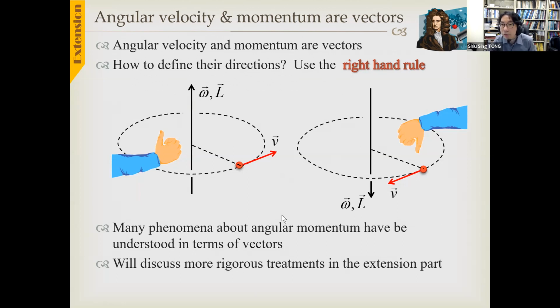Although I haven't gone into the detailed mathematics, I will amend it at the end of our discussion. Many phenomena about angular momentum have to be understood in terms of the vector nature of L and omega. You cannot understand these phenomena without treating the angular momentum as a vector. We will leave the more rigorous treatment to the end of this chapter as the extension part, but let us believe that the angular momentum is a vector, and let's see how the angular momentum is conserved when I apply the treatment of a vector.